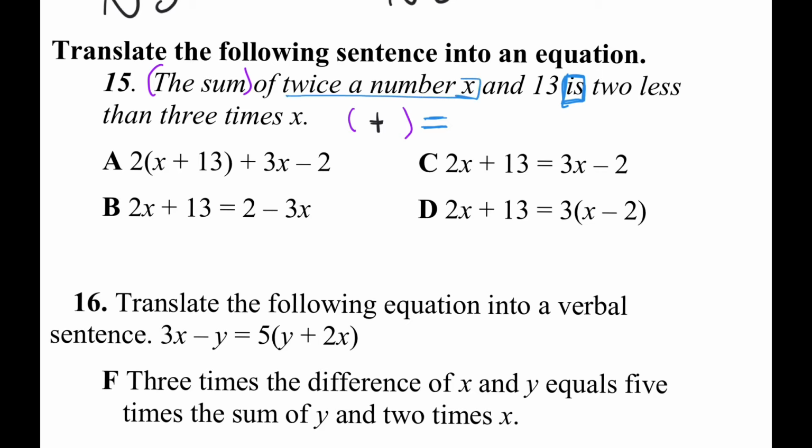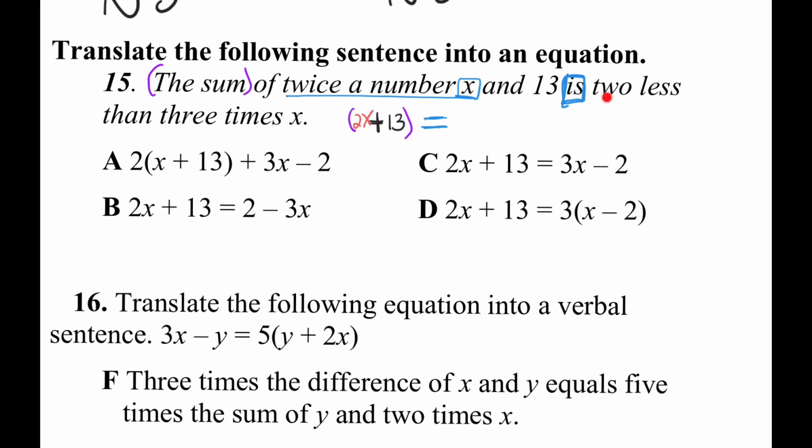Now they tell us what variable to use. They say x. Twice means 2 times, so you're going to multiply 2 times x, and that's going to be 2x. So I'm going to put 2x inside of the parentheses. And we have 13. It says twice the number x and 13. So you guys are going to put 13 over here, and that goes inside of the parentheses.